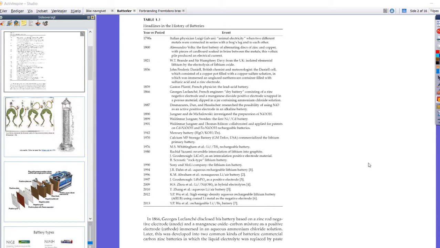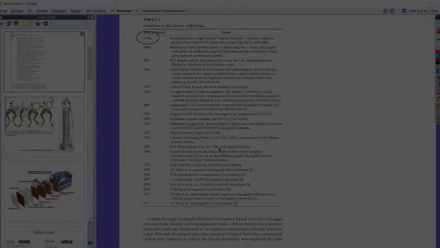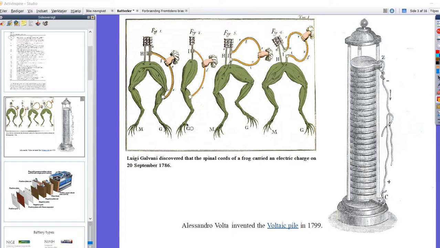Battery technology introduction. First, we're going to look at the history of battery technology. In the 1790s, a guy called Luigi Galvani discovered what he referred to as animal electricity. What he did was insert different metals into the frog legs and discovered that they began to move. So he had discovered what we refer to as bioelectricity.